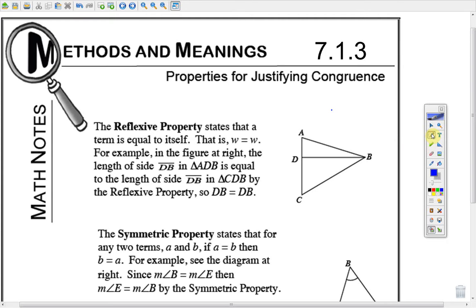Alright guys, welcome back. We're on 7.1.3. We're looking at properties for justifying congruence.